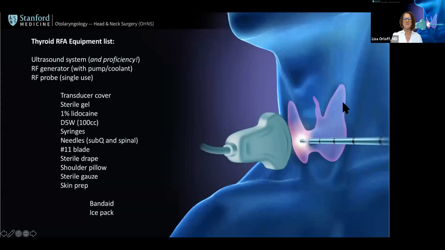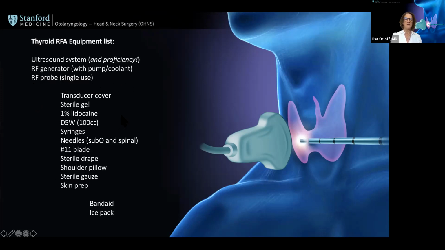But the RFA probe that's used is slightly larger than a fine needle used for FNA, so it is easier to see than an FNA needle. FNA needles are typically in the range of 25 gauge or 27 gauge, whereas the RFA probe is typically in the 19 gauge vicinity. So the equipment that's needed beyond the ultrasound system and proficiency with it is just an RFA generator, which contains a pump and coolant. The coolant is usually just ice water, and a radiofrequency probe, which is single use or disposable.